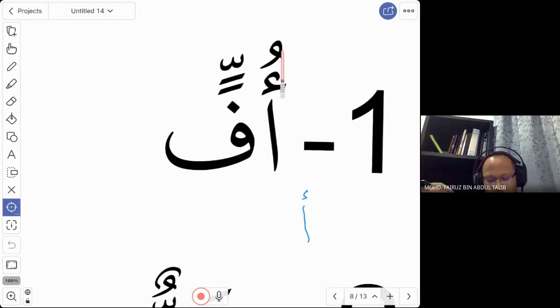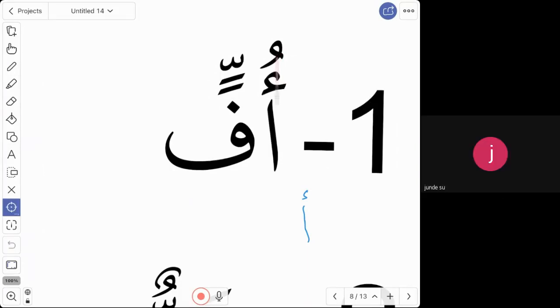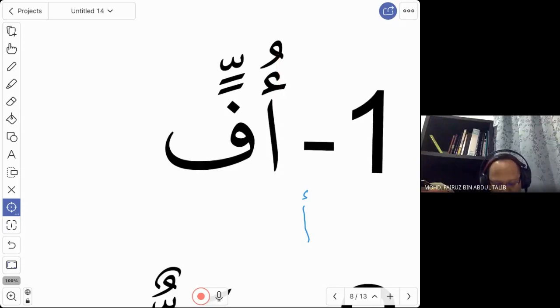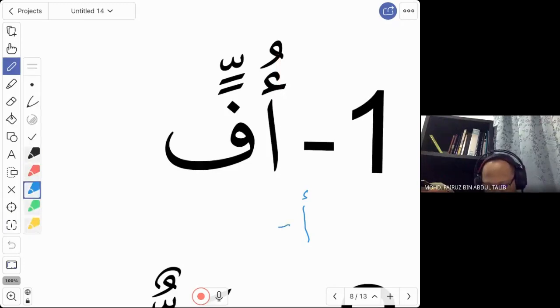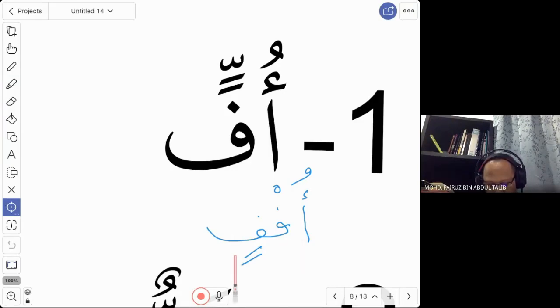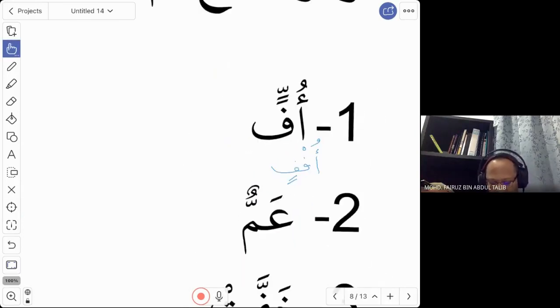Uffin, because this is u. Good, that is correct. So you break the two fa: fa and another fa. The first fa is with a sukun and the second fa is with a kasra, or tanwin kasra. So we read uffin. Of course we don't write two fa. We combine them and it becomes one fa and we put the shadda. So this is uffin. Okay, good.